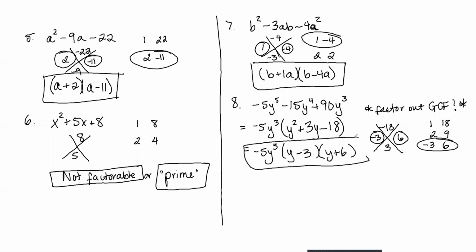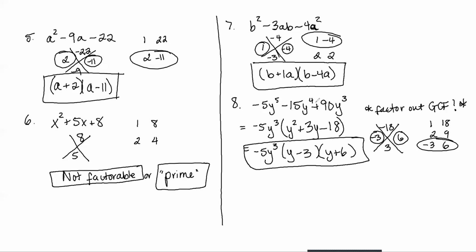So a big thing here, make sure you don't lose that GCF in the front. In order to get from our answer back to the original problem, you have to have this negative 5y cubed. Otherwise, it would only get you this y squared plus 3y minus 18. We don't just want that, we want this whole thing.